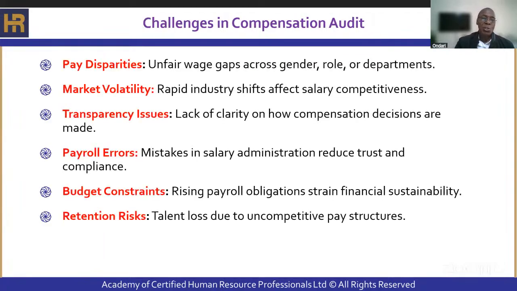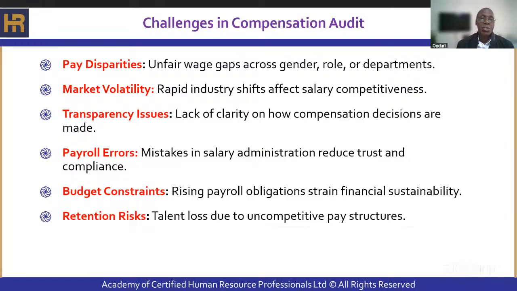Challenges of compensation audit, there are quite a number. Pay disparities, these are differences in payment of different people in terms of their gender, role, or department. And this may arise because of biases at the time the employee entered the organization. For instance, employees who have better bargaining power can earn more than those who did not bargain. But again, to ensure consistency and fairness, if a job grade attracts 50,000, everybody should be paid 50,000 unless they are contributing more.